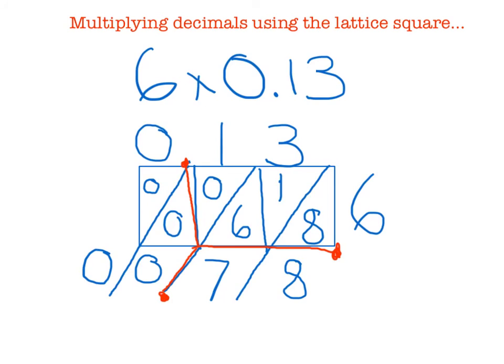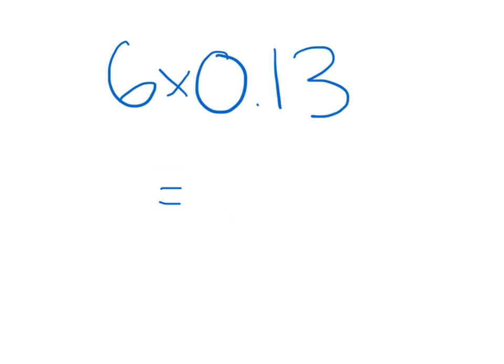I find this method to be a little bit confusing when determining where the decimal point goes. So you could always do what we did before, which is count how many numbers come after the decimal point. 2 here, none here. So that means in our final answer, there need to be 2 digits after the decimal point. This means our final answer, once again, is 78 hundredths.